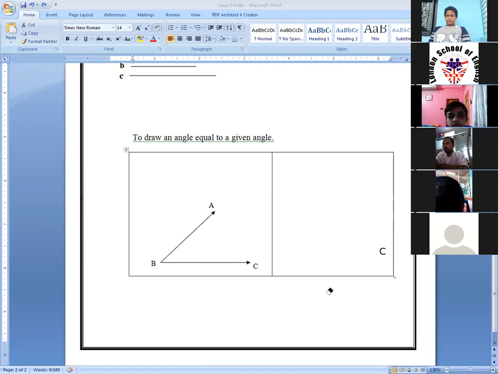Again, I am repeating. You listen carefully. When any angle of the triangle is equal to 90 degrees, then it is called a right angle. Say, Tofik.